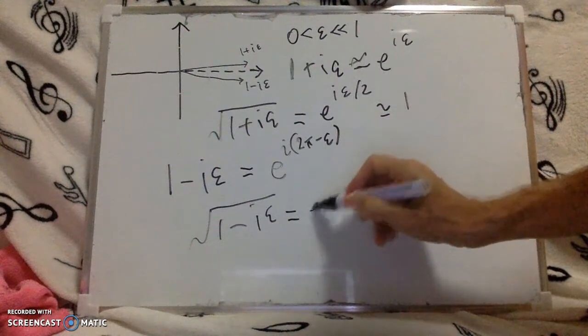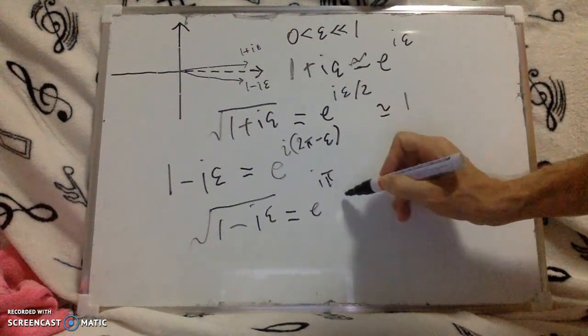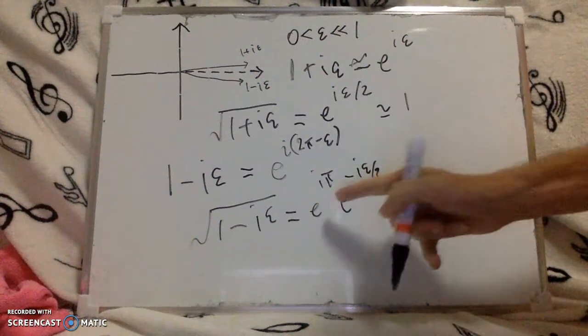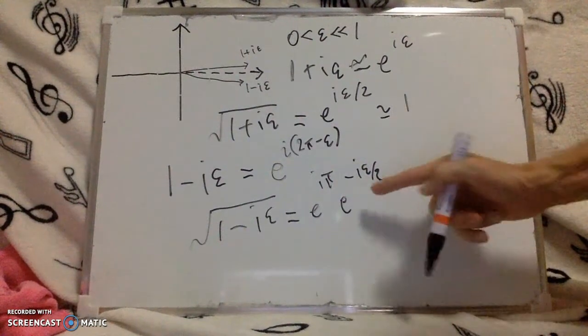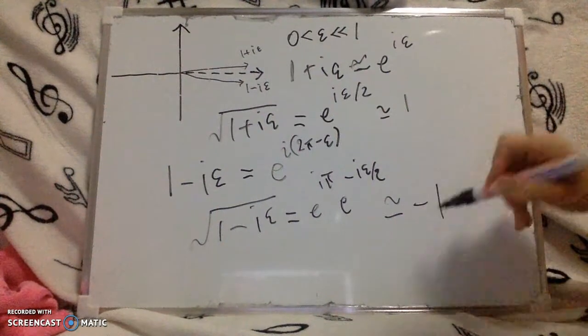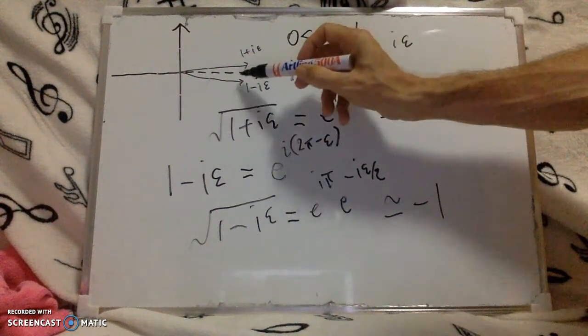is half this, so it's e to the i pi. Okay, I'll split it into 2 bits, times e to the minus i epsilon over 2. E to the i pi, of course, is minus 1, and the other factor is approximately 1, so we get the answer approximately minus 1. So there's a big jump between approximately 1 and minus 1.